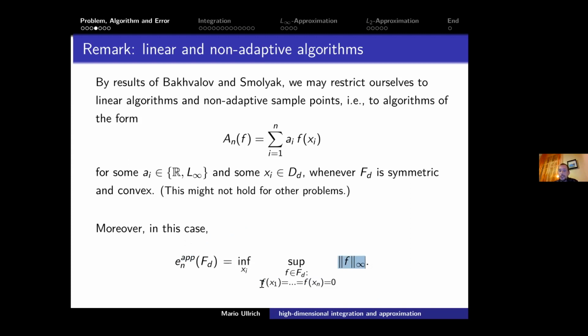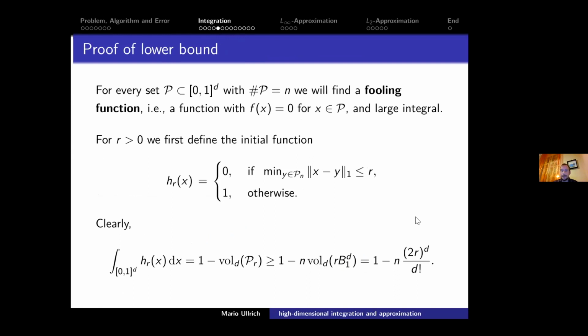So you only need to find one function which has 0 information and has a large integral in the setting we are considering here. Okay, and the idea is rather simple. We take some indicator function which is just 0 close to every point in our point set, which is 1 otherwise.